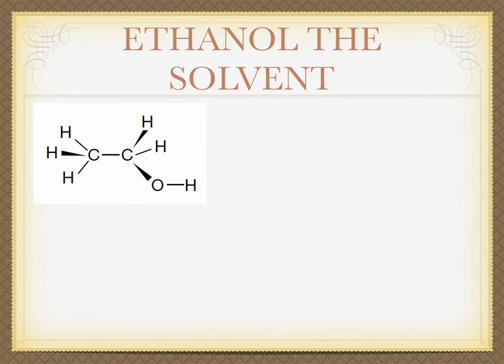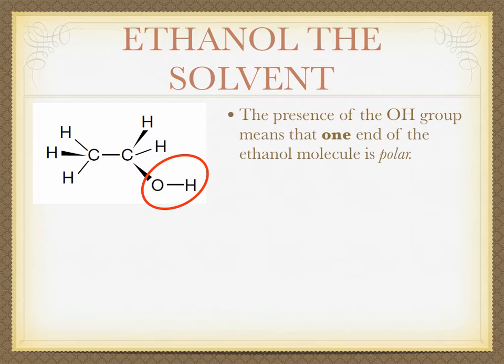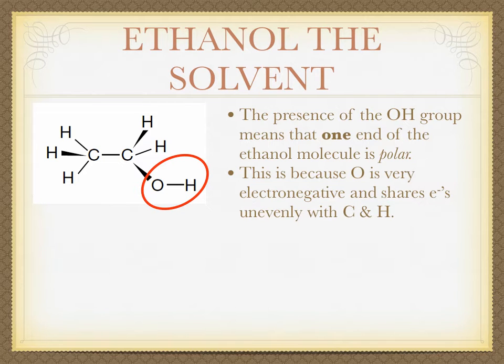Now, ethanol itself acts as a very important solvent. If you think about it, according to what I've just said, a polar head and an unreactive tail mean that it's actually capable of doing both. When I say doing both, I mean dissolving both polar and non-polar solutes. Let's think about it. The presence of the hydroxide group at the head, for example, means that one end of the ethanol molecule is polar.